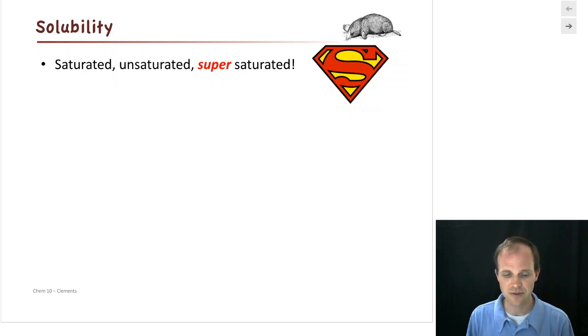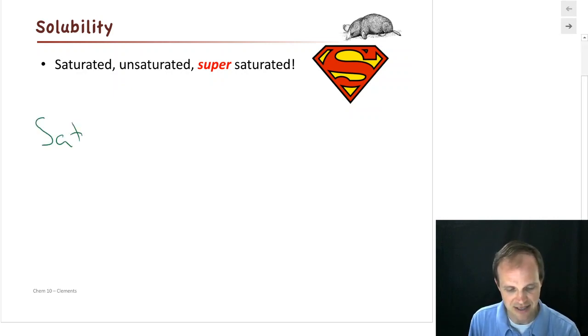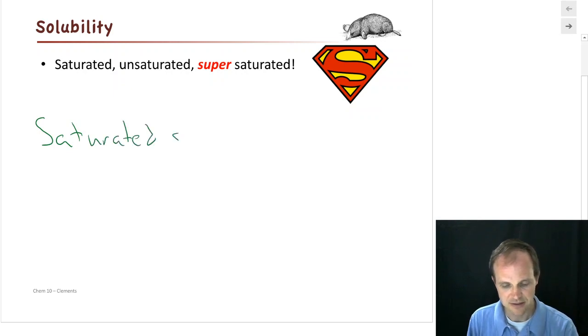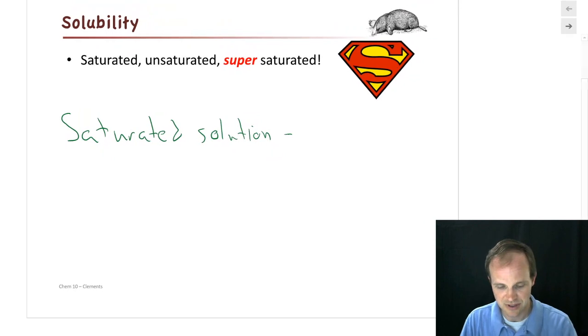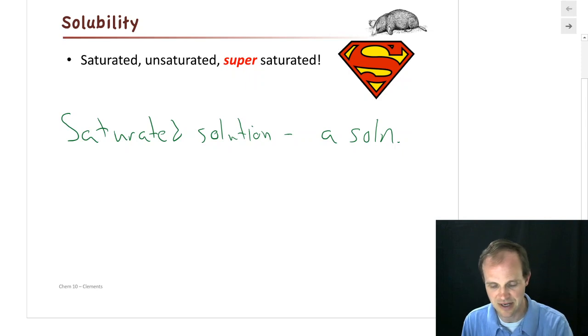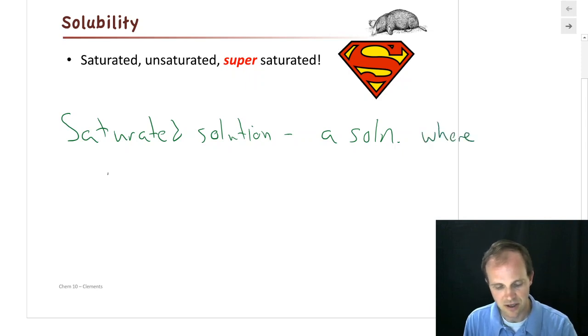So we're going to introduce some language first about what are called saturated, unsaturated, and supersaturated solutions, and then go into some of the math behind some of those. So let's go with the definitions first. What is a saturated solution? A saturated solution is one in which, and some people abbreviate solution SOLN to save a little bit of writing, no more solute can dissolve.